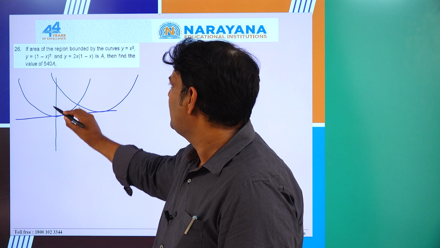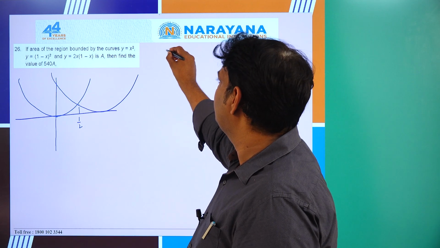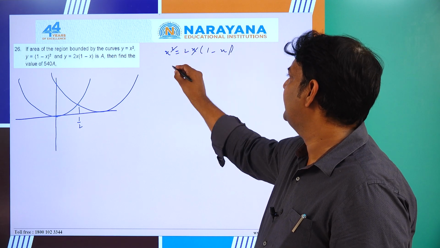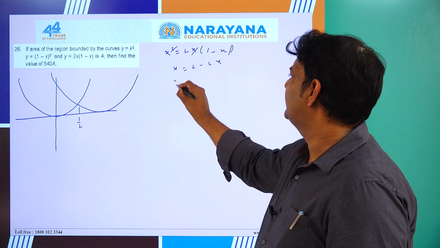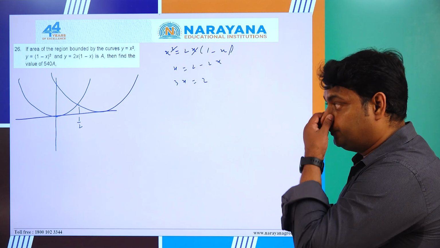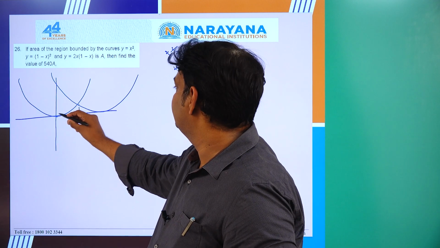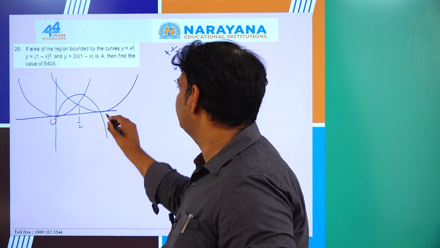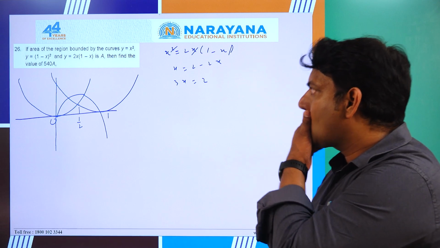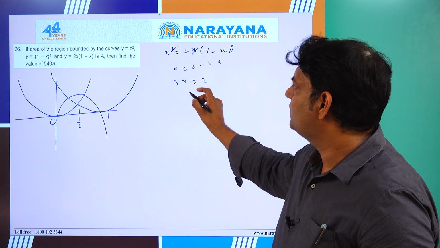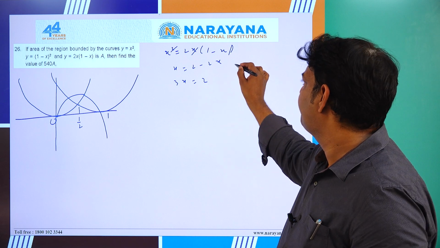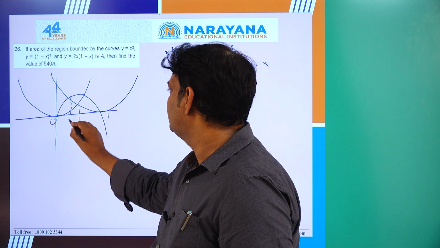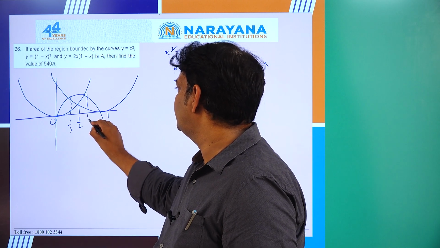What is the intersection of these two? x square is equal to 2x into (1 - x). x = 0 case I will cancel. x = 2 - 2x, that is 3x = 2. So the intersection point is 2/3. Then here it will be 1/3. See that 0, 1. x square is equal to (1 - x) square, intersection x = 1/2, right. So this point is nothing but your 1/3. This point is your 2/3.